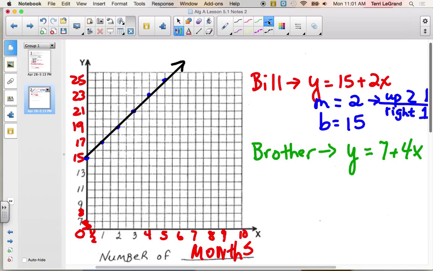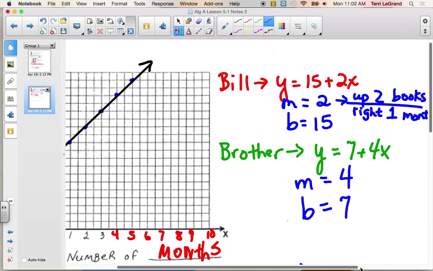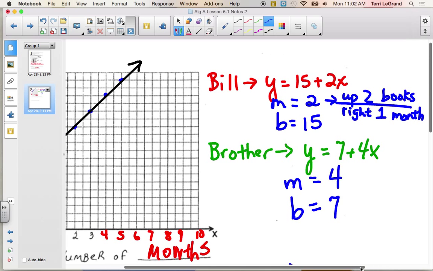Well, that means the slope for this one is what then? 4. And the y-intercept, the starting point, is 7. Okay. Before we even graph it, let's again talk about that slope. What does 4 mean? You're going up 4 books and over.